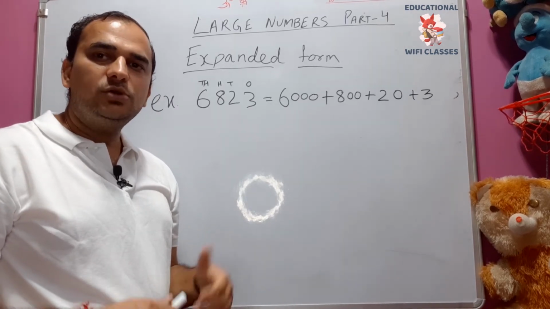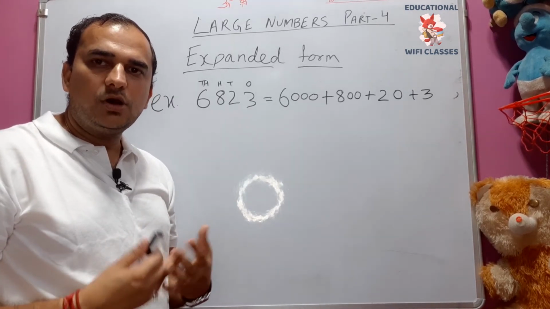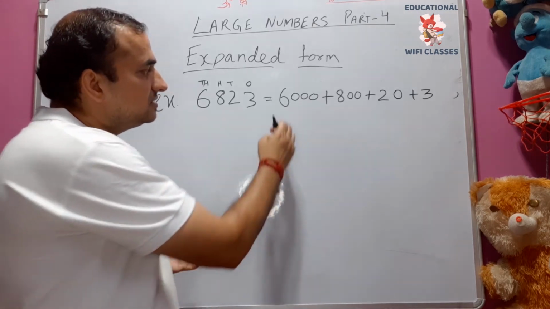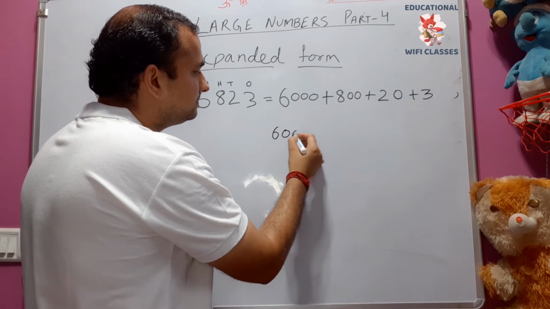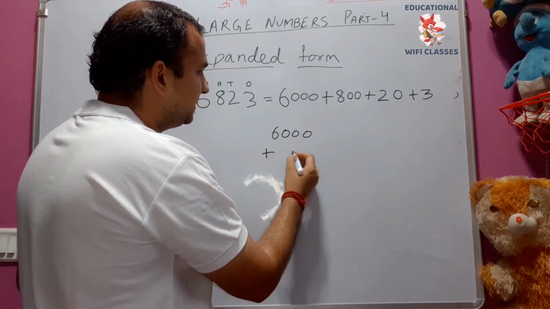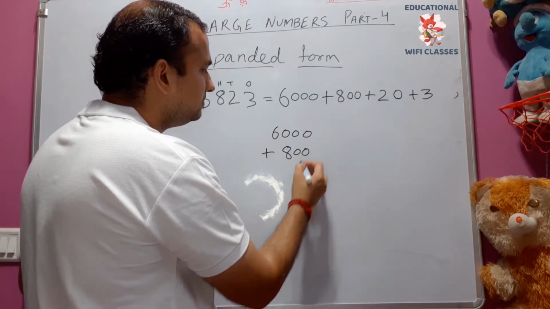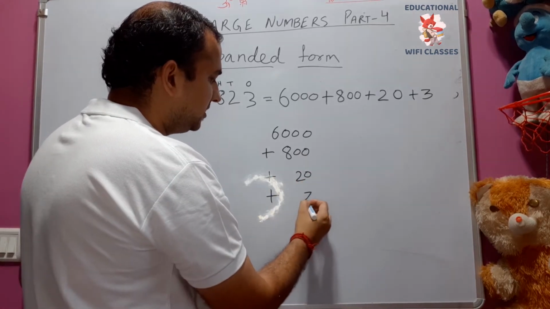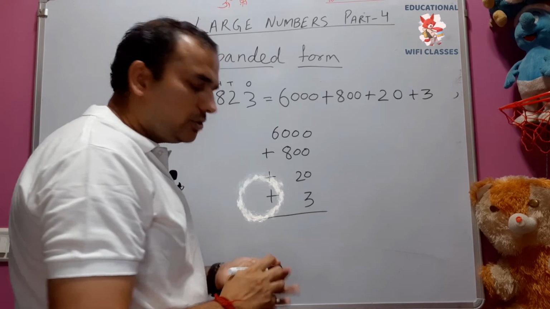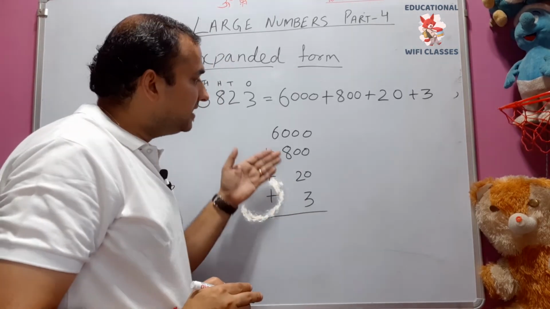And then if you want to check whether your answer is correct or wrong, how you are going to check? You can check this thing over here. Like you will write down 6,000 plus 800 plus 20 plus 3.